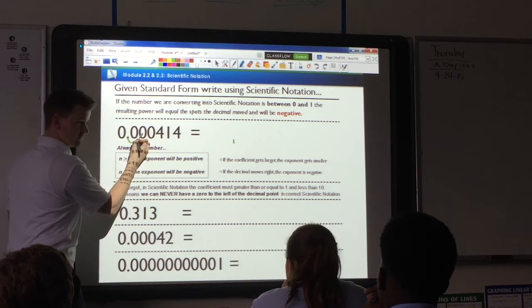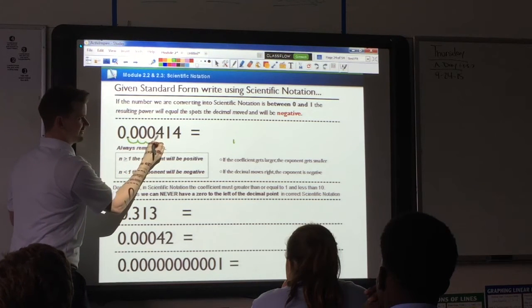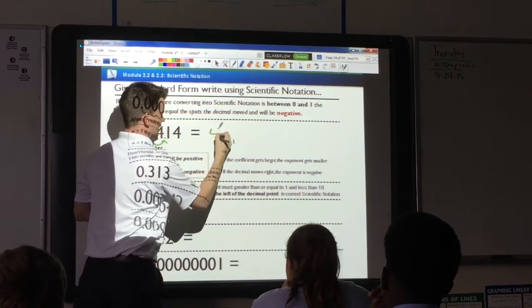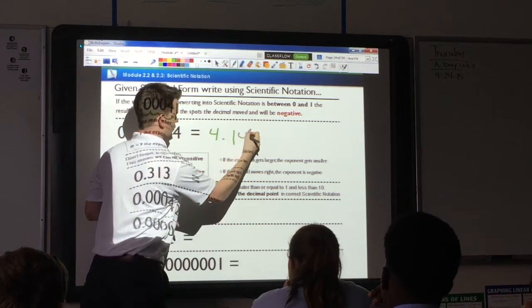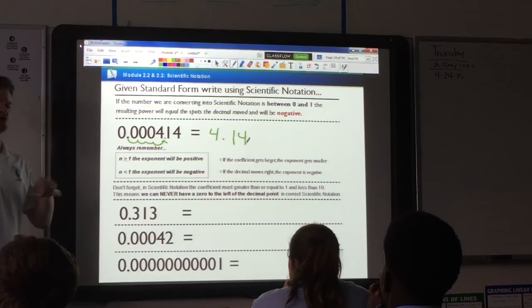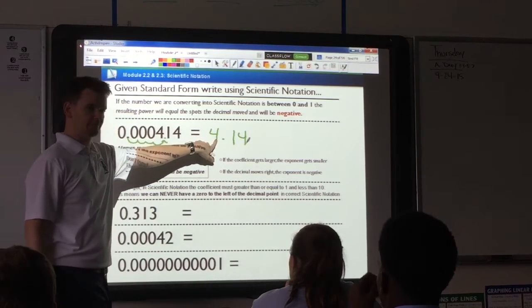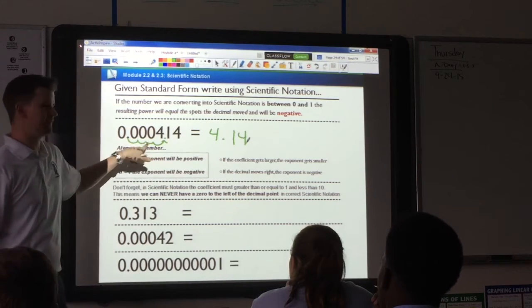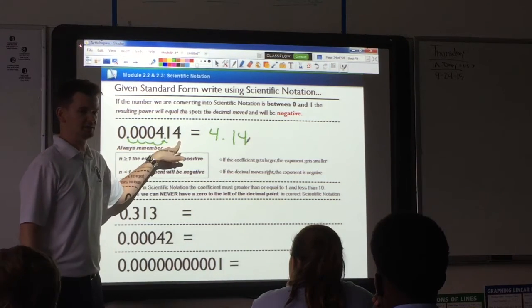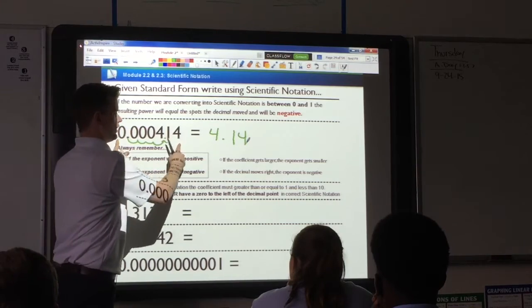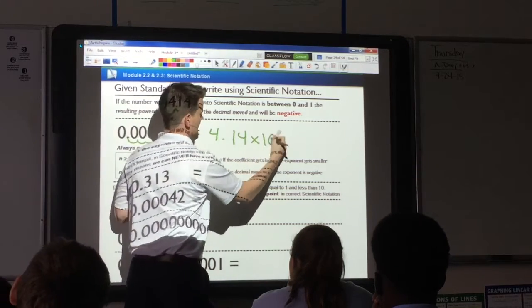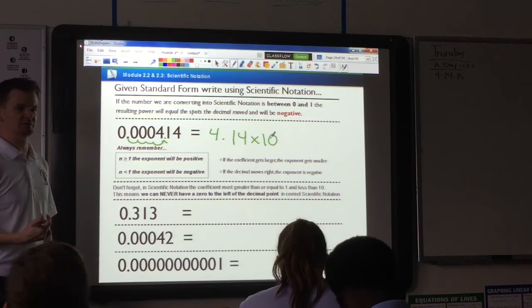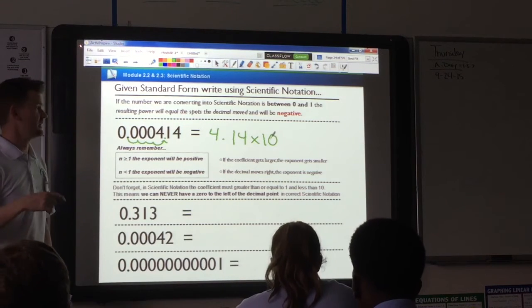So, I'm going to stop here. No. Here? No. Here? No. What about here? Yes! And we write out our coefficient, 4.14. Remember, when you're writing in scientific notation, the first thing you have to worry about is getting a good coefficient. To make this into a good coefficient, we have to move the decimal to the right. Plus, my original number was less than 1. That lets me know that after I write my times 10, when I write my exponent, is that going to be negative or positive? Negative.